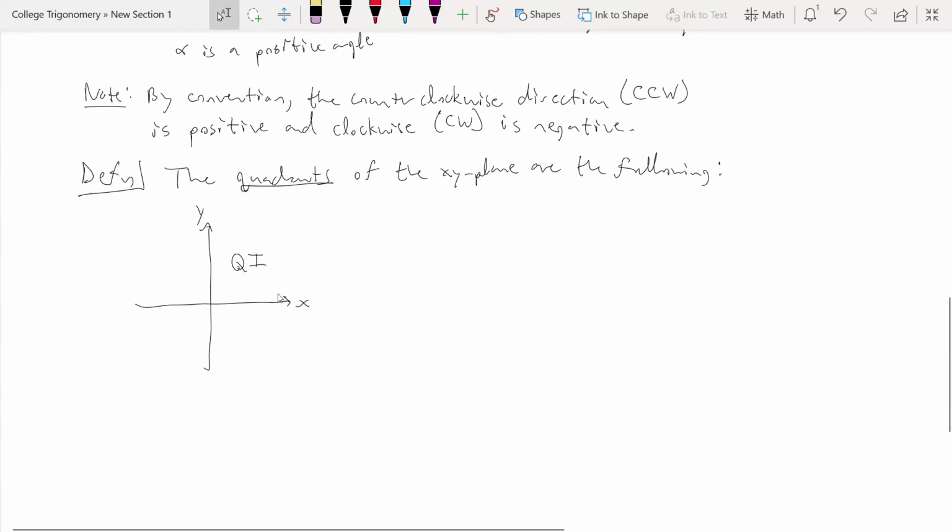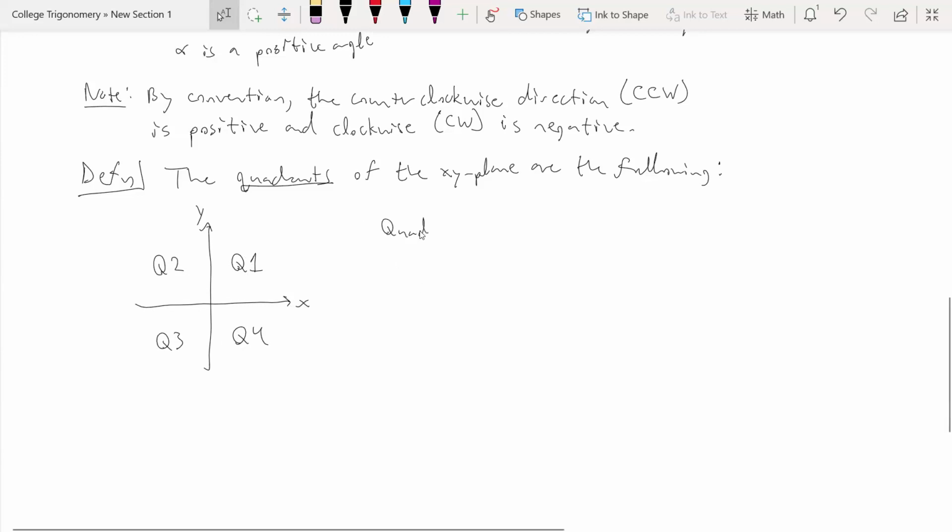I'm just going to put, instead of a Roman numeral 1, which I hate, a regular 1. There we go. That's quadrant 1 right there. Okay, and then quadrants 2, 3, and 4 follow in a counterclockwise rotation from here, right? So this would be quadrant 2, this would be quadrant 3, and this would be quadrant 4. Okay, fair enough. I'll go ahead and formally define what these are.